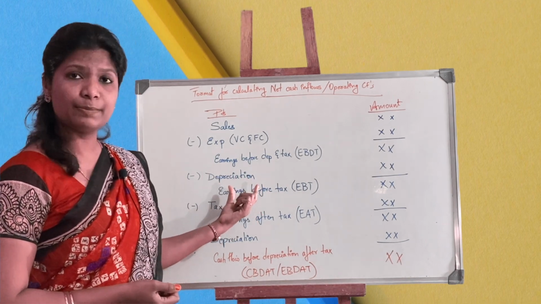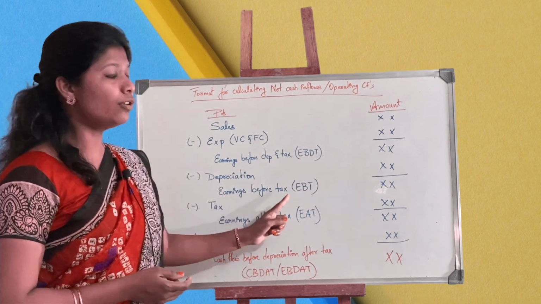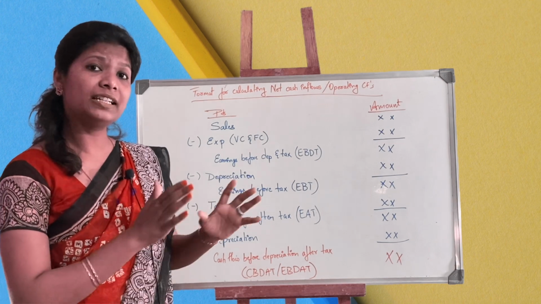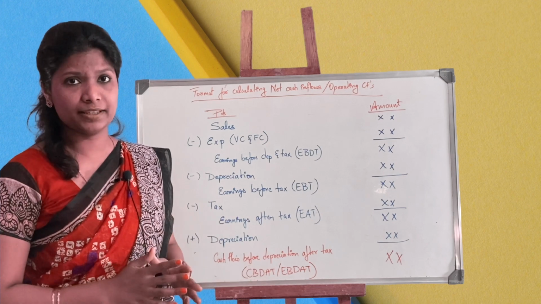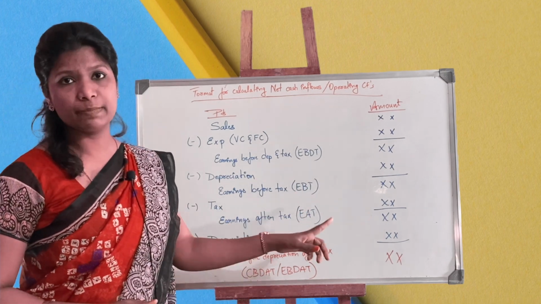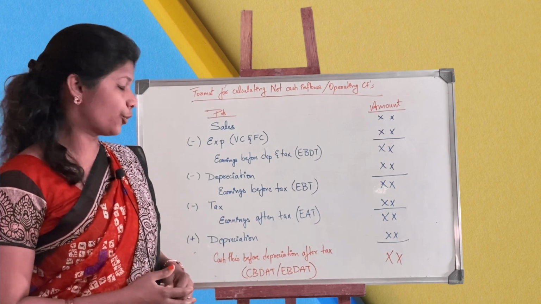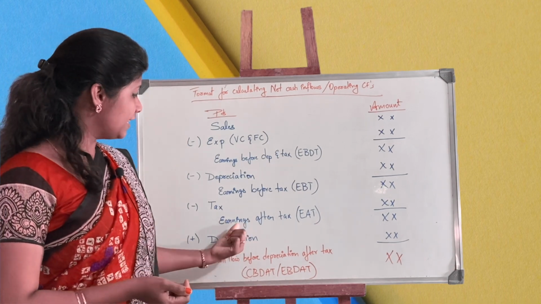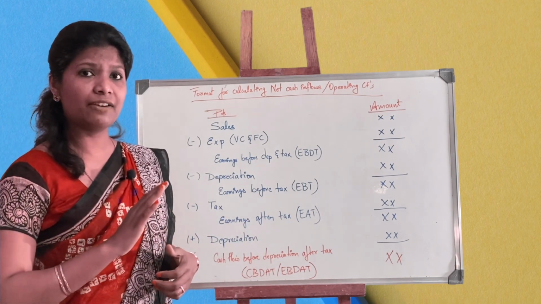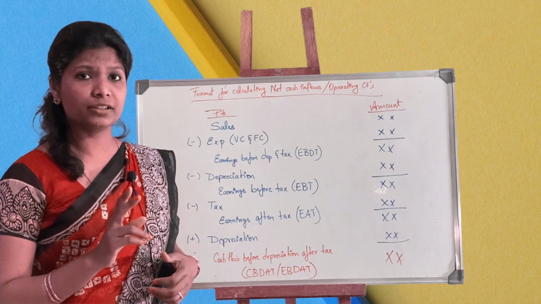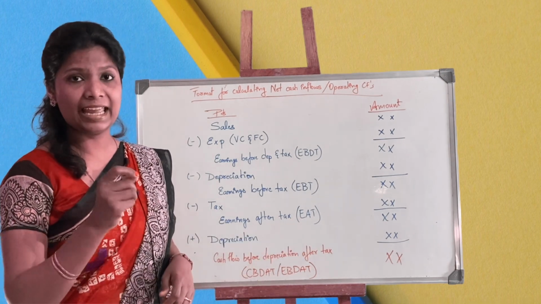Now once I decrease depreciation from EBDT, it's called earnings before tax. That means I have deducted depreciation. Whatever earnings I have before deducting tax, that's called EBT, earnings before tax. Then we deduct tax, which will be mentioned in the question as a percentage of tax. Then we call it earnings after tax. That is profits where I have deducted depreciation and deducted tax. So it's called earnings after taxation, EAT.